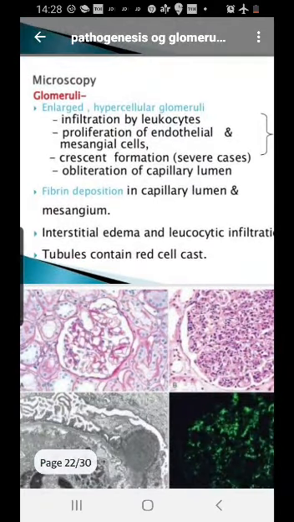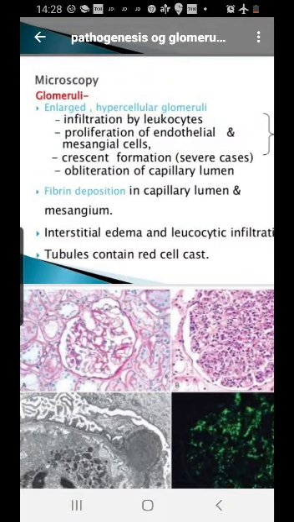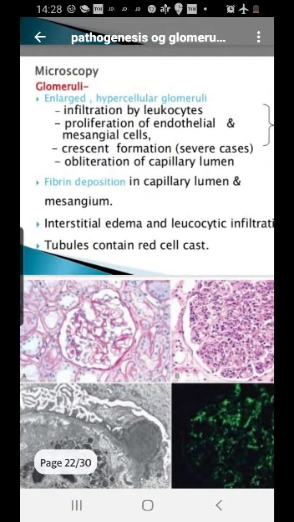Okay, so on microscopy in pathology, what you will see is hypercellular glomeruli, plus you will see infiltration of the leukocytes. Why will you see leukocytes? Because of the injury, because of the infection, the leukocytes also come into the picture. Then the proliferation of endothelial and mesangial cells, and in severe cases you will see crescent formation. Then we have fibrin deposition in the lumen and the mesangium, and interstitial edema and leukocyte infiltration.